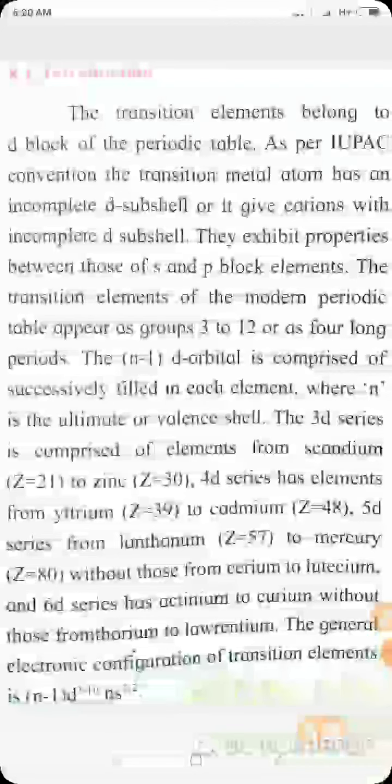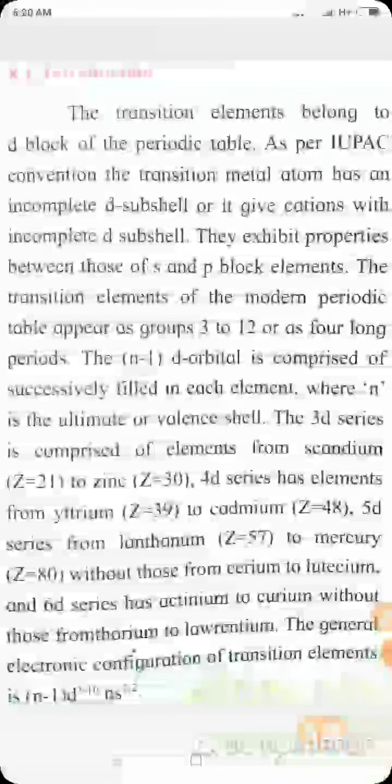They exhibit properties between those of the S and P block. We know that the S block is placed at the left of the periodic table, the P block is placed at the right side of the periodic table, and the D block is placed in between the S and the P block. So they exhibit the properties between the S block and P block of the periodic table.